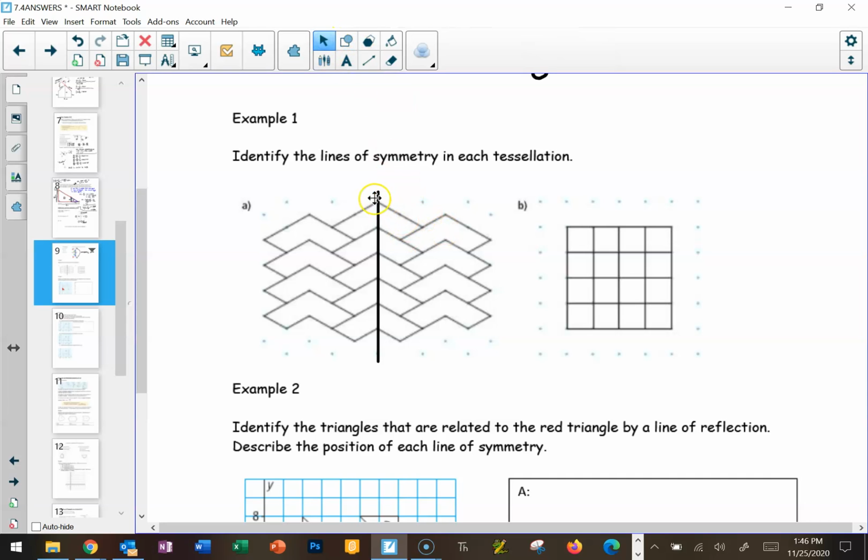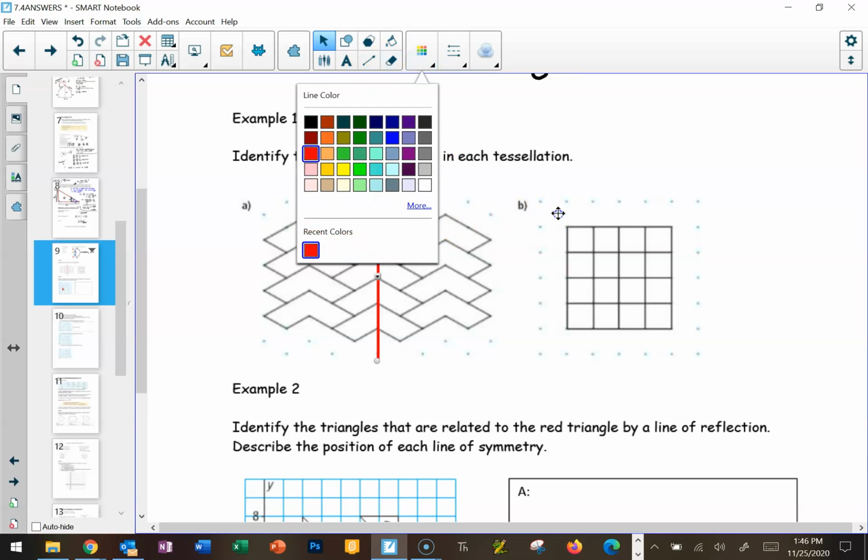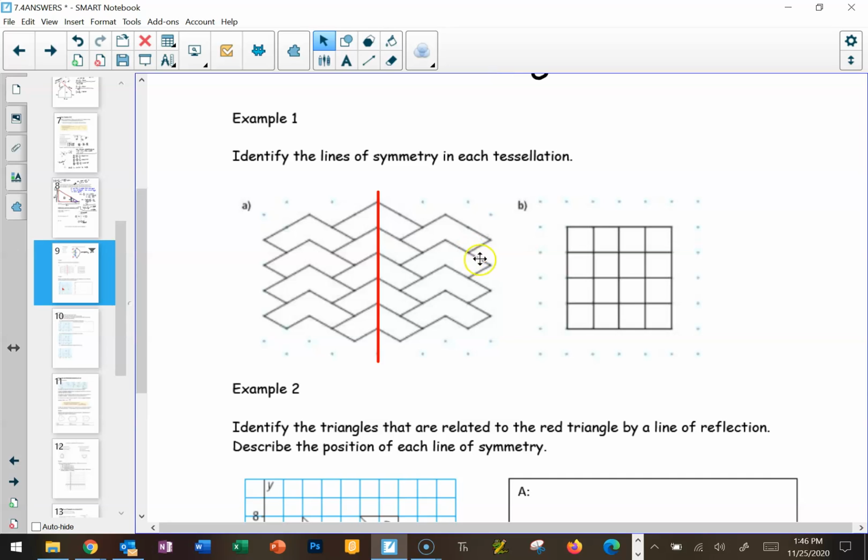The question you've got to ask yourself, I'm just going to change the color of it. The question you have to ask yourself is: is what we see on the left side of the object the same as what we see on the right side of the object? Does this point here correspond to this point here? And when we say correspond, what we're asking is, is that distance there the exact same as that distance there?